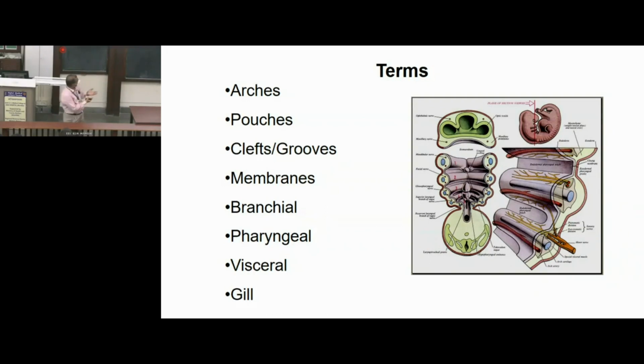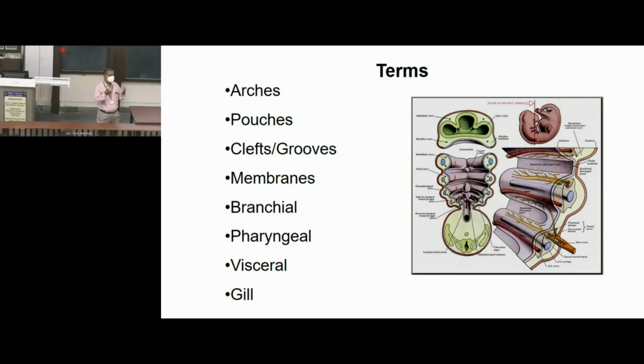Now, why pharyngeal? That is another term. Why pharyngeal, why branchial, why visceral, why gill? Pharyngeal, because the structures derived from these arches, pouches and clefts are all concerned with or around the pharynx.